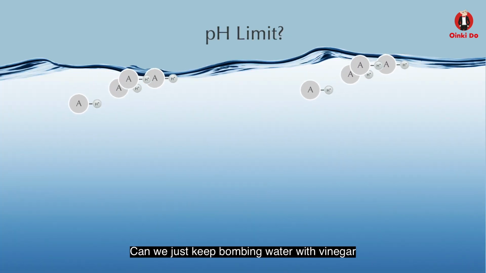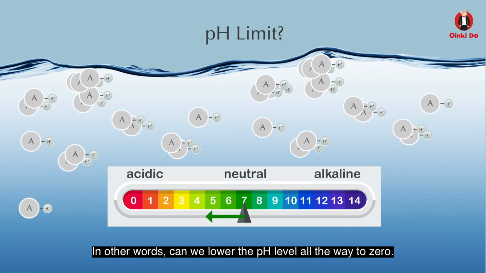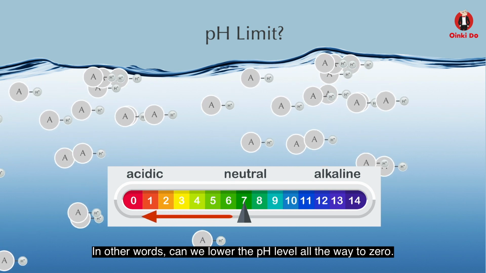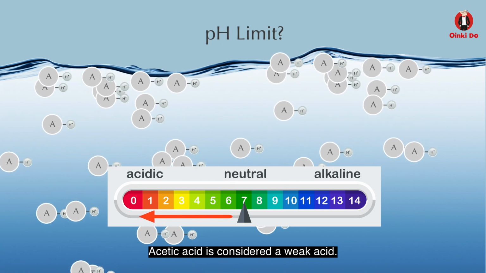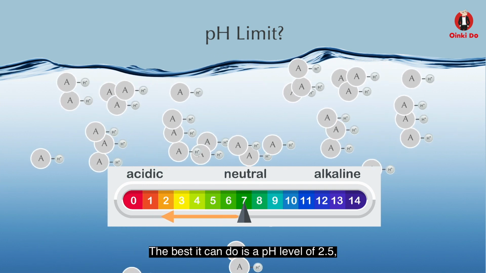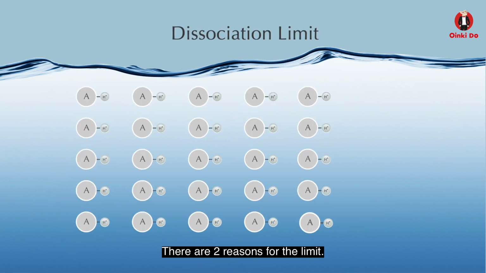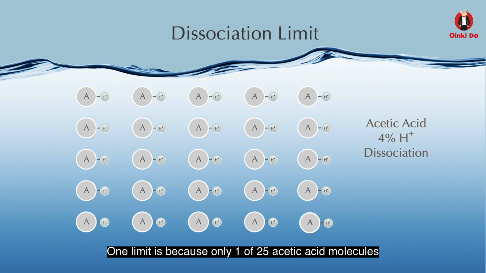Can we just keep bombing water with vinegar to make even stronger acids? In other words, can we lower the pH level all the way to 0? Not really. Acetic acid is considered a weak acid. The best it can do is a pH level of 2.5, which is still safe to eat. There are 2 reasons for the limit. One limit is because only 1 of 25 acetic acid molecules give up their hydrogen ion. This is called partial dissociation because only part of the acid supply dissociates.